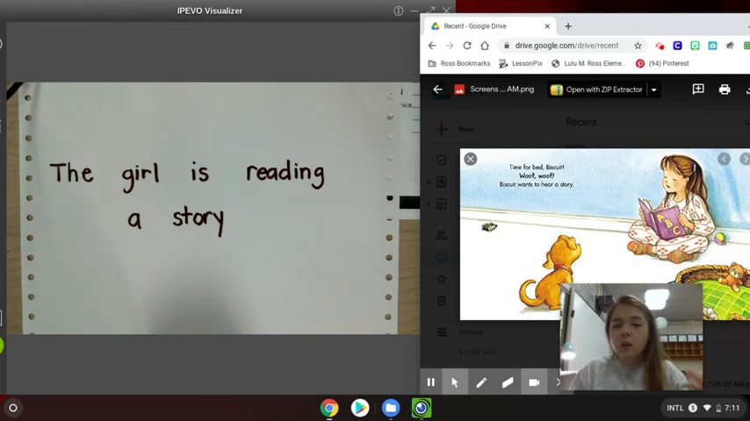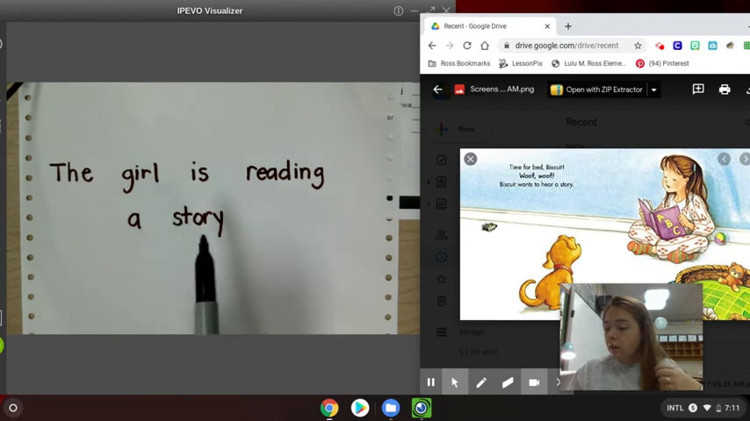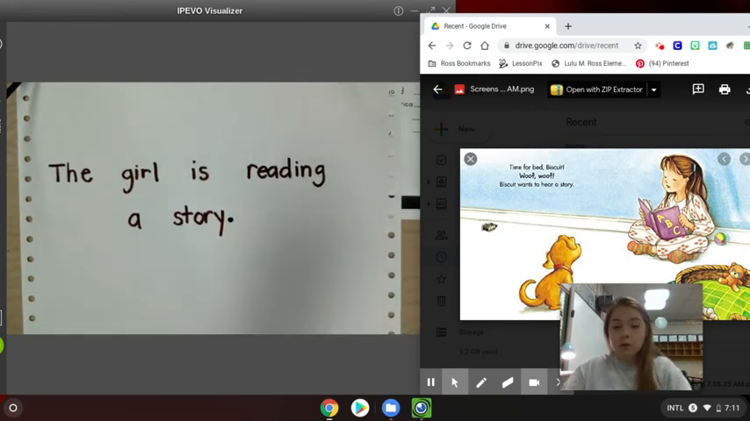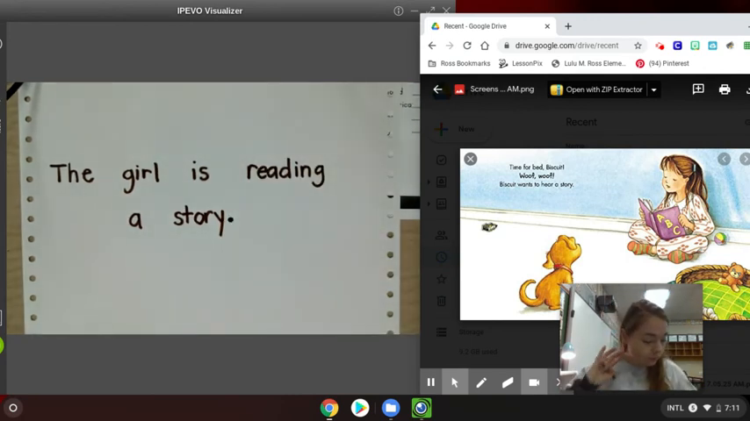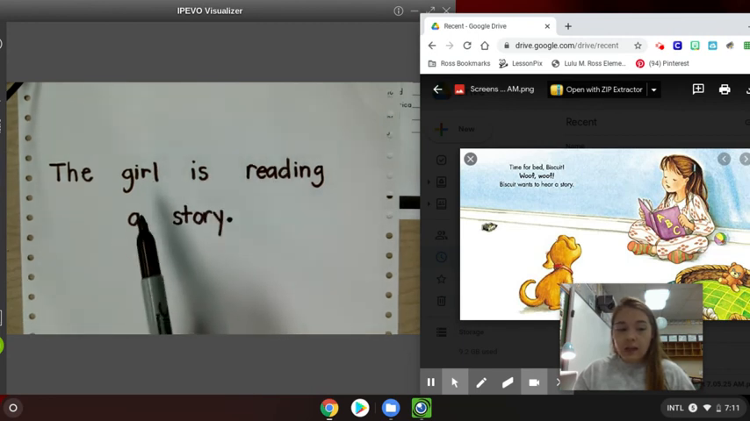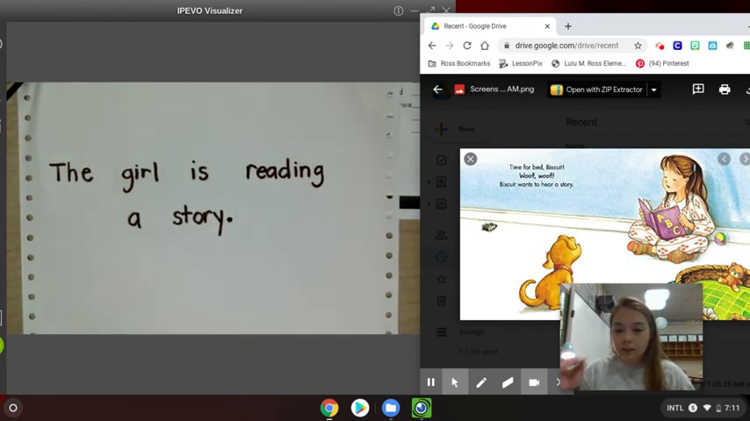someone something, or am I asking someone something? The girl is reading a story. Well, I'm telling you guys that, so I'm going to use a period for my punctuation to end this. Okay, now I have to reread what I wrote to make sure it makes sense. The girl is reading a story. Does that make sense? Yeah, it does.